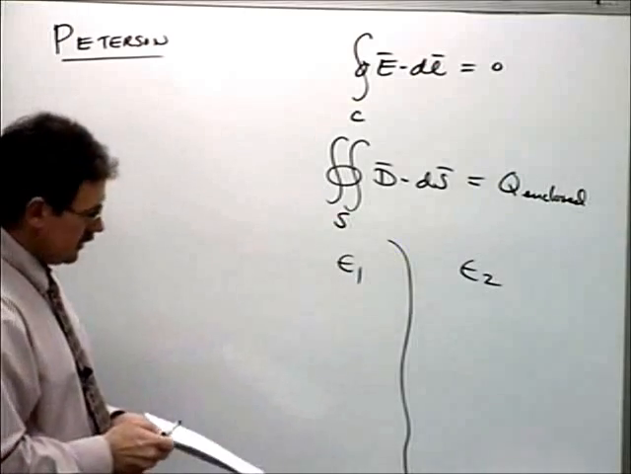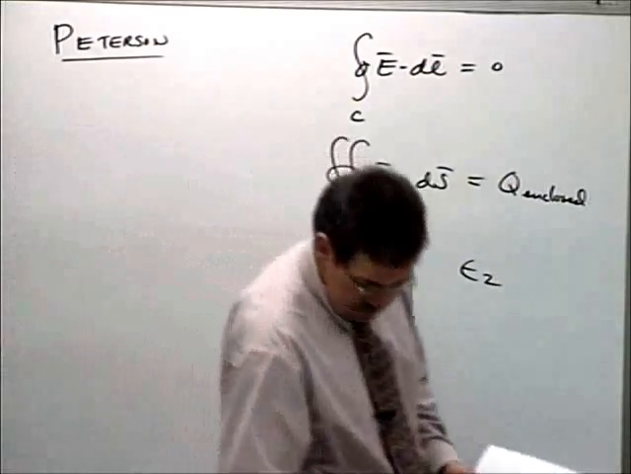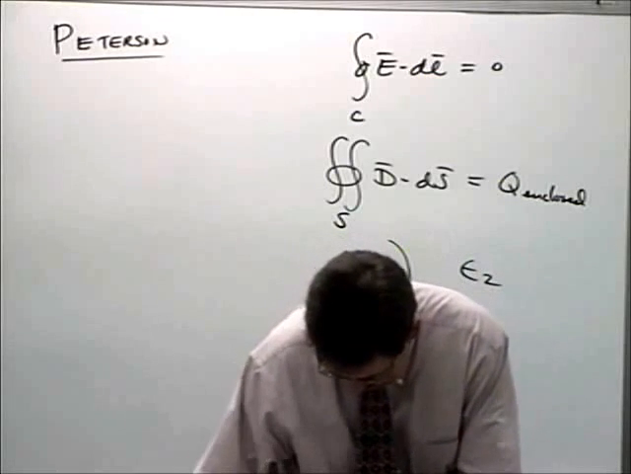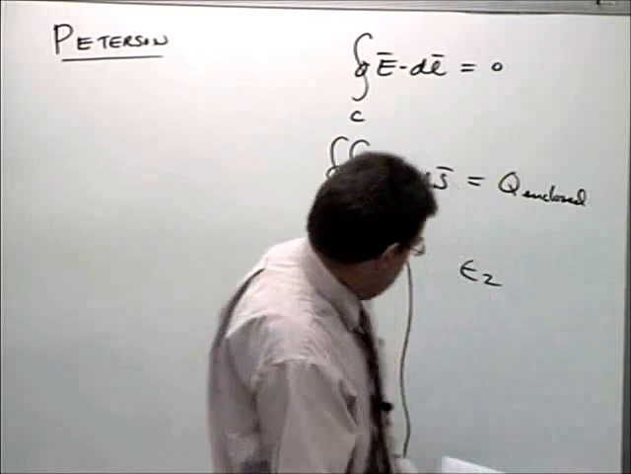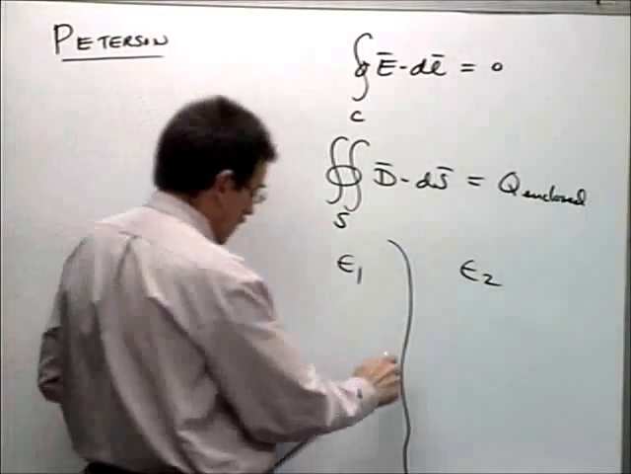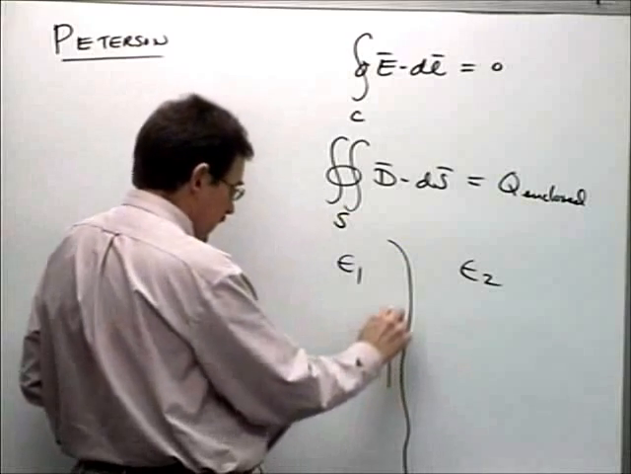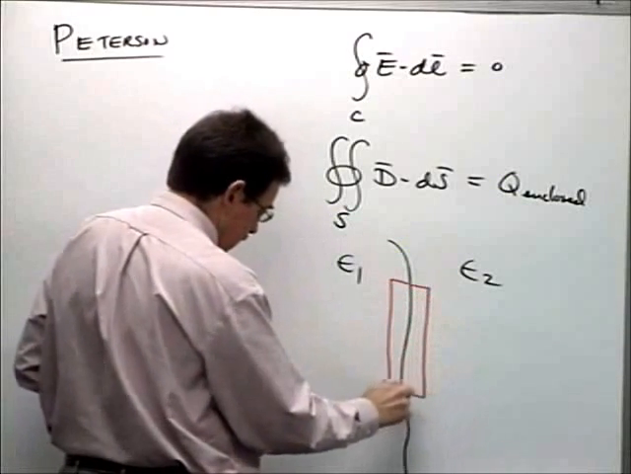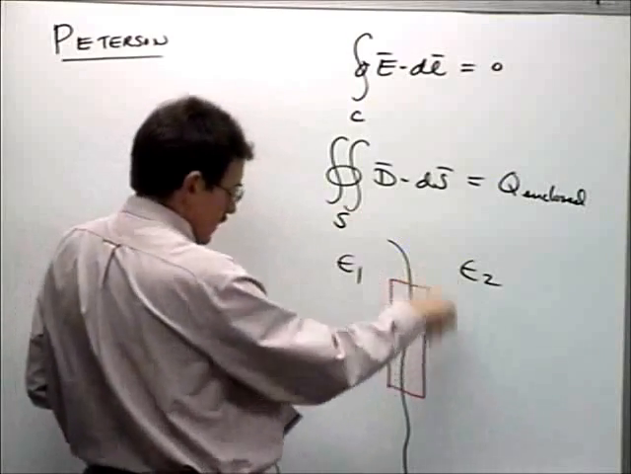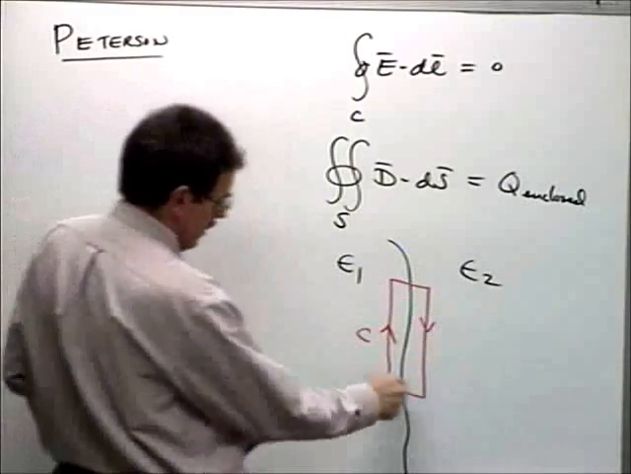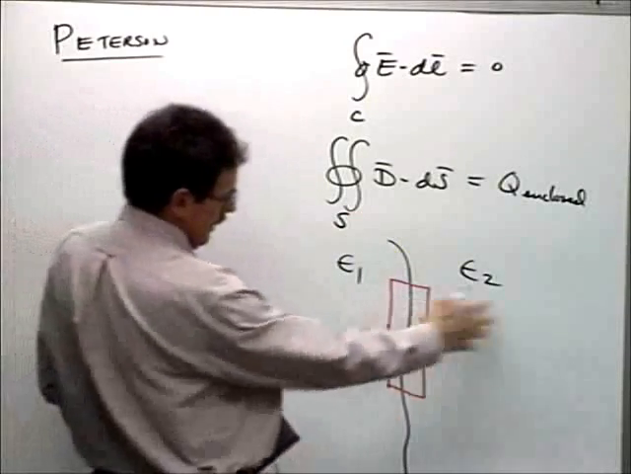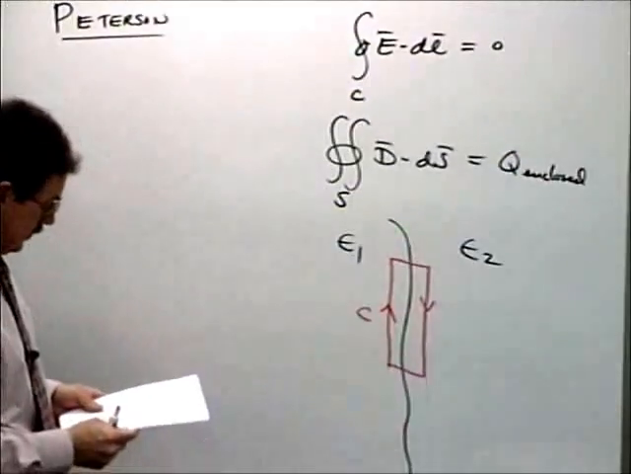So in particular, we could take a contour here, and since this applies to any contour, let me define a contour that actually sort of hugs the interface here. So I'll define my contour C as one that runs up on the left side, runs down on the right side, and then jumps across. So part of the contour lies in region 1, and the other part lies in region 2. Okay.